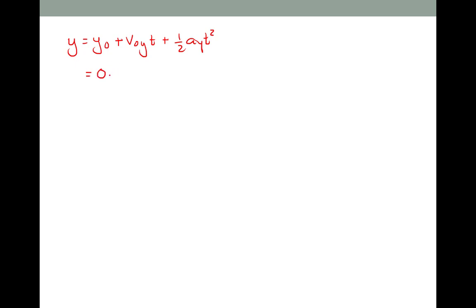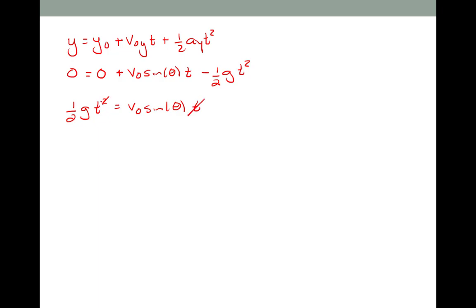Okay, initial position was 0. V naught y was v naught sine theta. Time is what I want to know. Final position was also 0. Minus 1/2 times g t squared. And this is, without numbers, the exact same math we did on the previous example. So I can say that 1/2 g times t squared equals v naught sine theta times t.